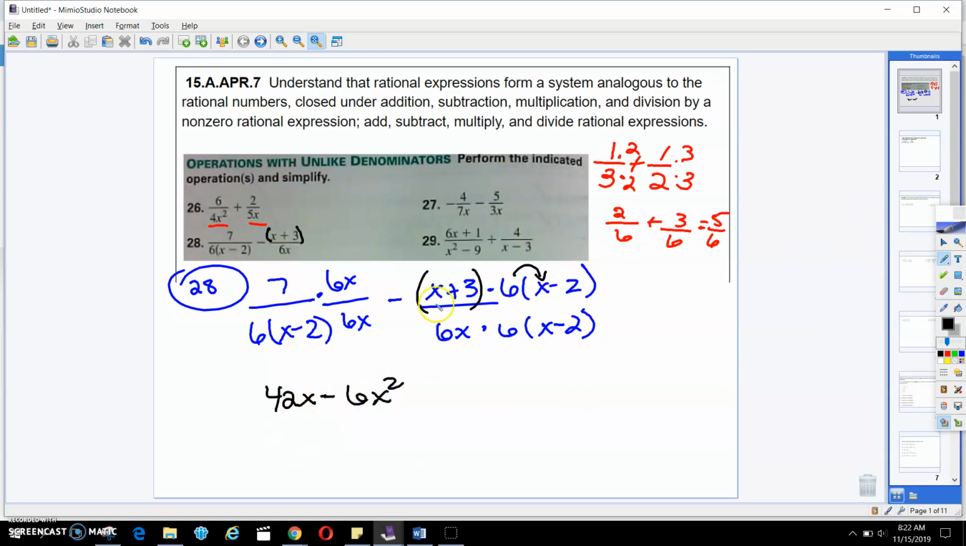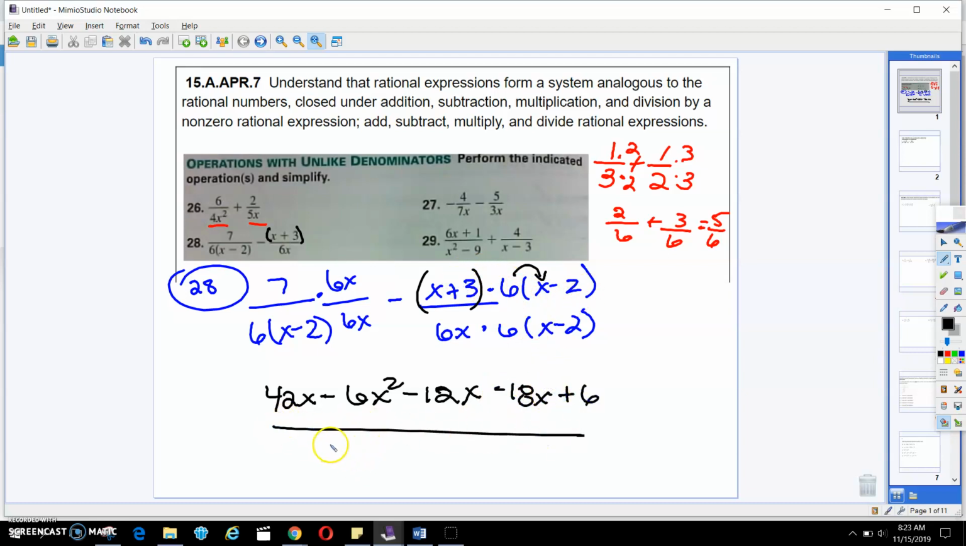Negative 6x squared, because negative x times positive 6x is going to give me negative 6x squared. And then negative x times negative 12 is going to give me negative 12x. And then I've got this negative 3. Negative 3 times 6x is going to give me negative 18x. And negative 3 times negative 2 is going to give me positive 6.